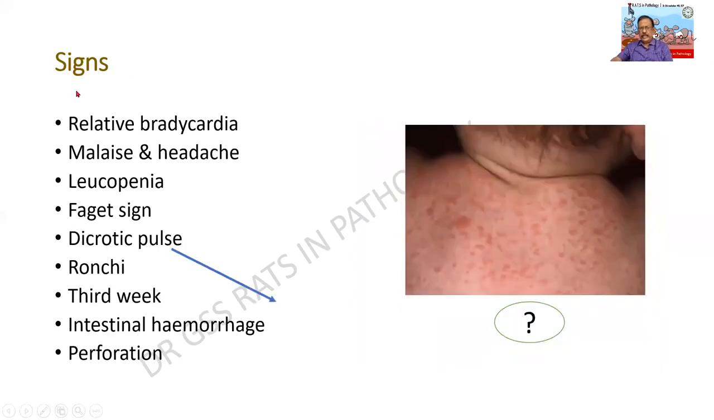What are the signs? So always, a symptom is a complaint that the patient comes with, a sign is what you elicit. There is a bradycardia, that is a slowing of the heart rate, malaise and headache. Leukopenia, when you see the blood, the WBCs are decreased in number or not increased to the extent. Faggot sign is there, dicrotic pulse, bronchi, and during the third week there can be intestinal perforation or hemorrhage. So look at this one, you find that there is a pink rash or a rosy rash that can be seen over the trunk. Increased in a case of paratyphoid, lesser in typhoid.